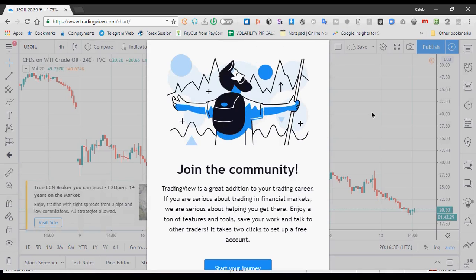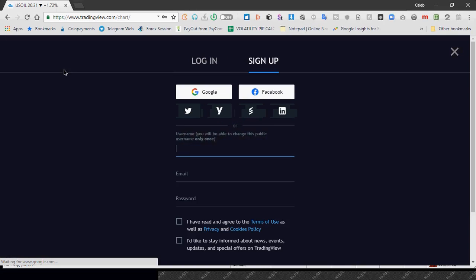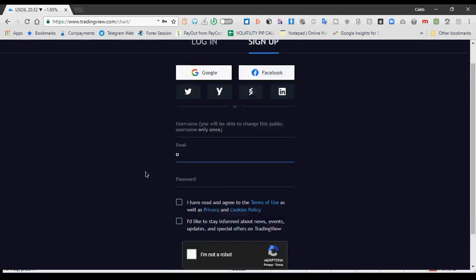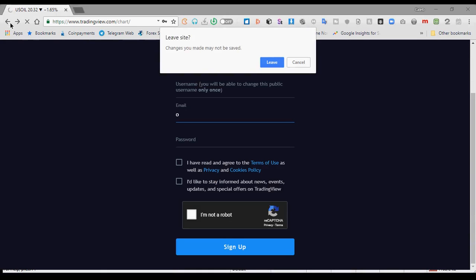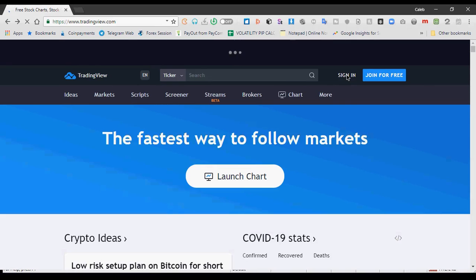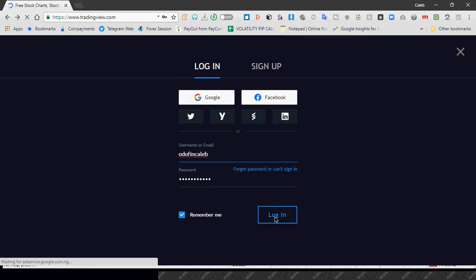What's this? TradingView should remove all this. Sorry. Okay, let's just continue once I get this done.